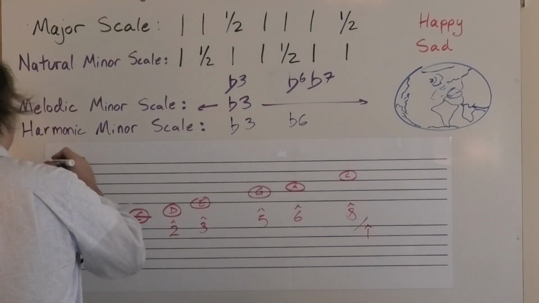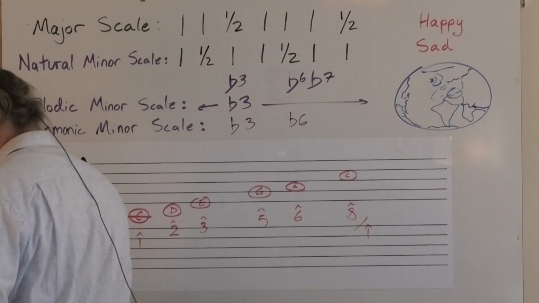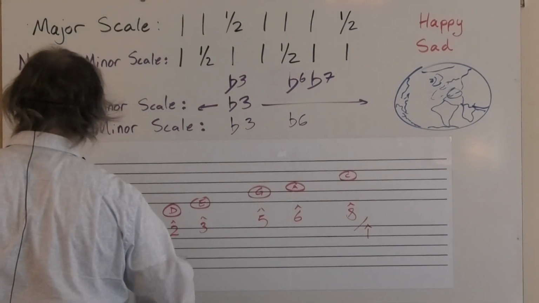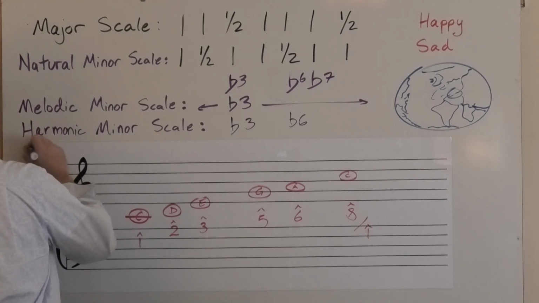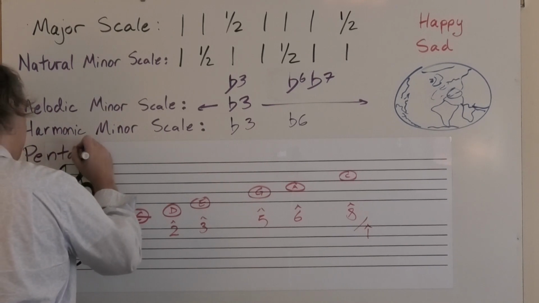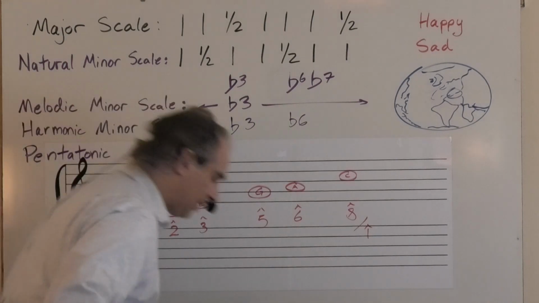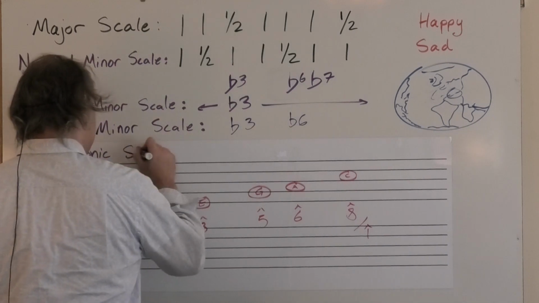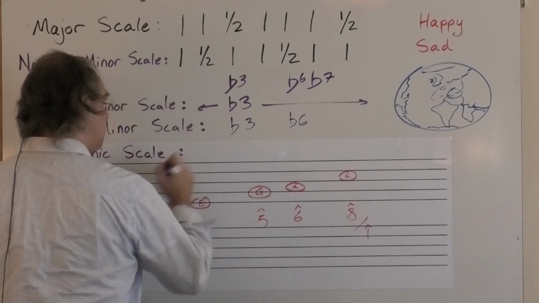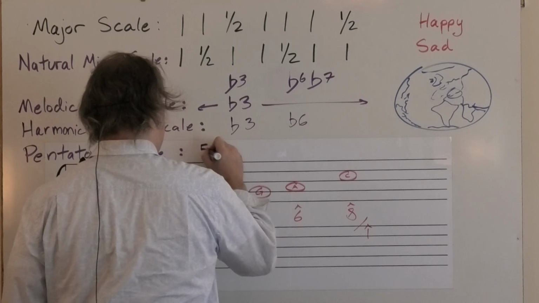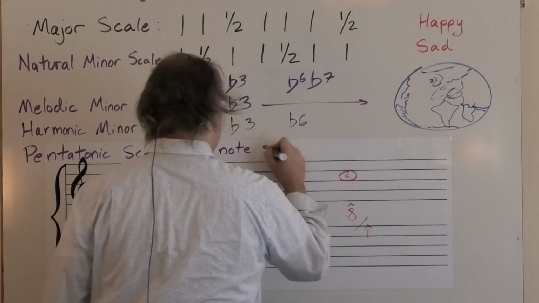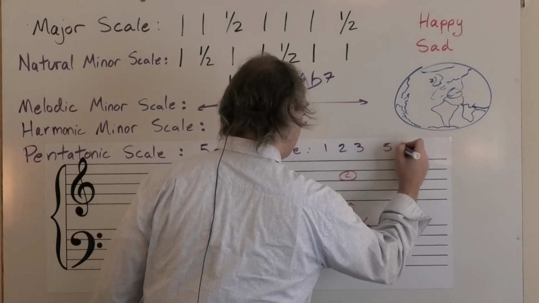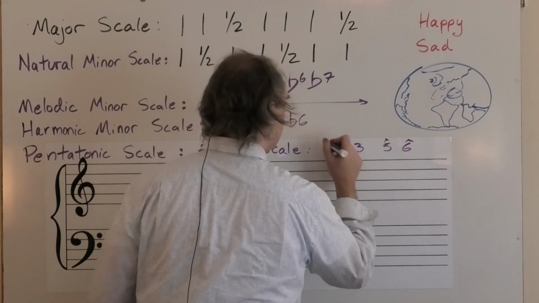So let's go ahead and write pentatonic. Penta meaning 5. If we have a 5-sided polygon, we call it a pentagon. P-E-N-T-A-T-O-N-I-C. Yeah, pentatonic scale. Okay, so it's a 5-note scale with scale degrees 1, 2, 3, 5, and 6. We've eliminated the tritone.